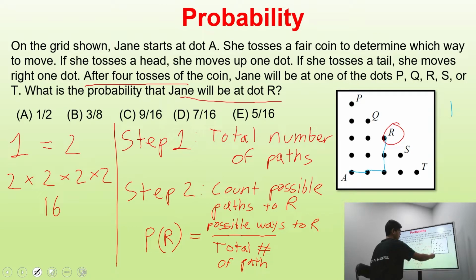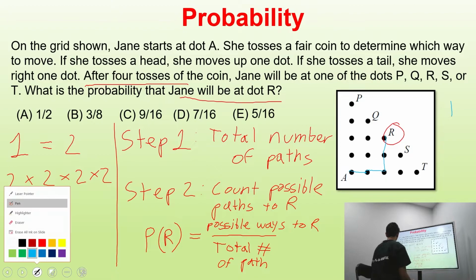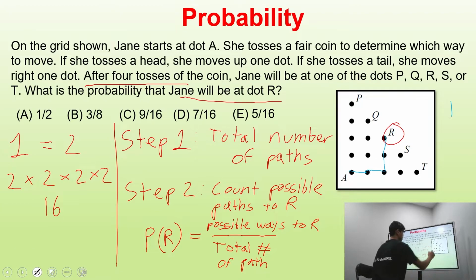And if that way works, then if we just go the opposite way, that will also work. So instead of going that way, we're going to go the opposite way. We go up here and then like this, because we still went 4 dots. So we go 1 here, 2 here, 3 here, and 4 here. So now we found 2 possible outcomes to get to R.